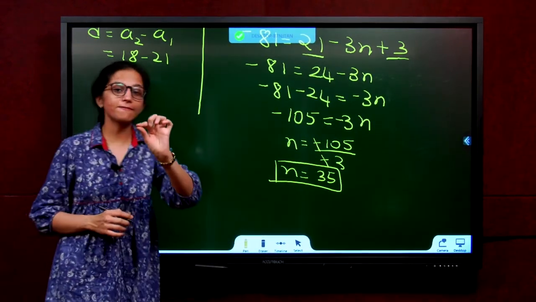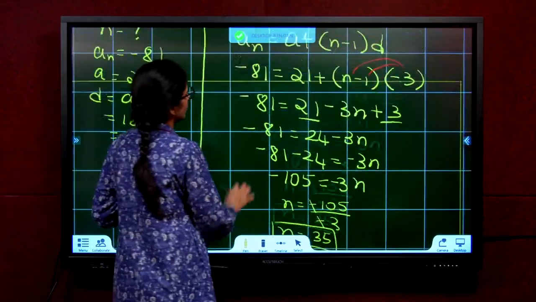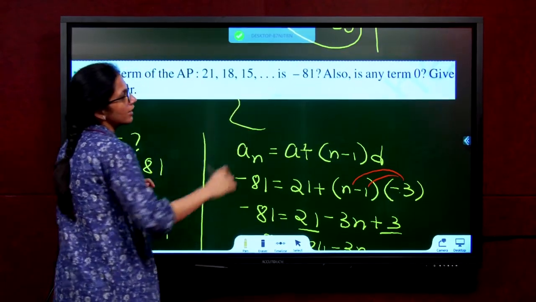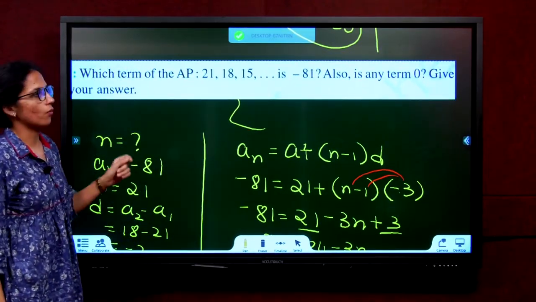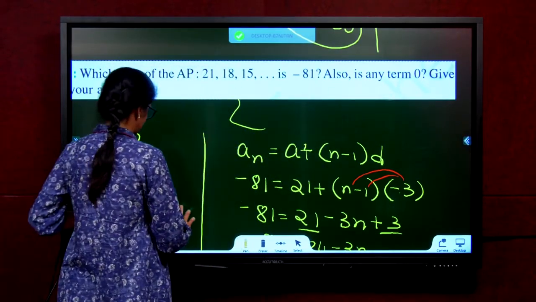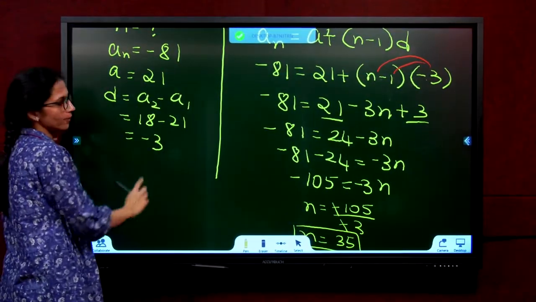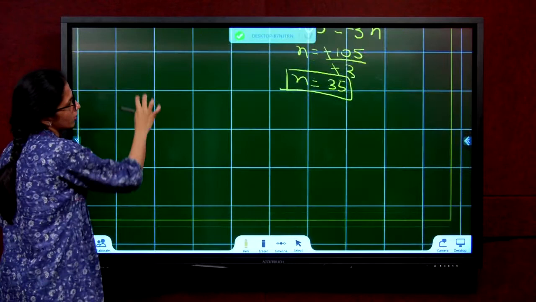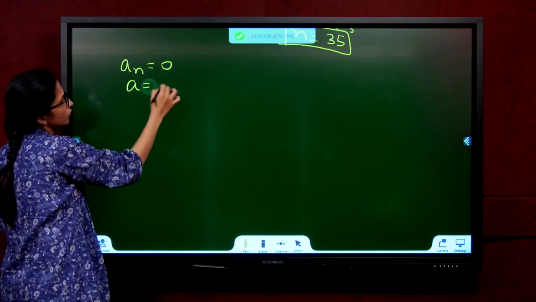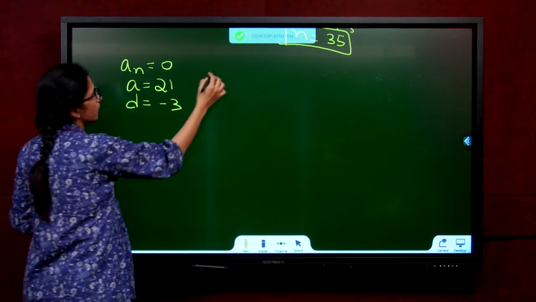That means the 35th term is minus 81. The question is not over here. Now the next part of the question they are telling you. Also, is any term 0? Give your answer. Check whether any term is possibly 0. So, I have the values of a and d here, 21 and minus 3. I am going to use it down. So, now they have given an is 0, a we found out to be 21 and d to be minus 3. Check if it's possible.